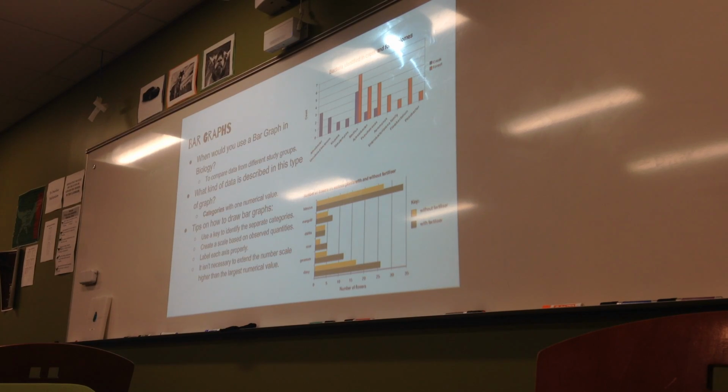Bar graphs. You'd use a bar graph in biology to compare data from different study groups. Remember categories. We're thinking categories with bar graphs. Use a key if you have different types of bars. Label the axes always for any graph.